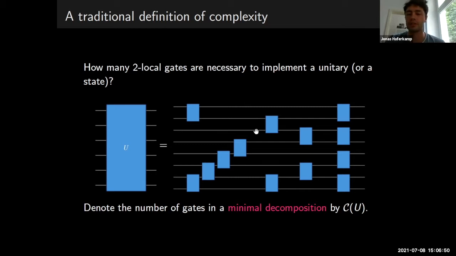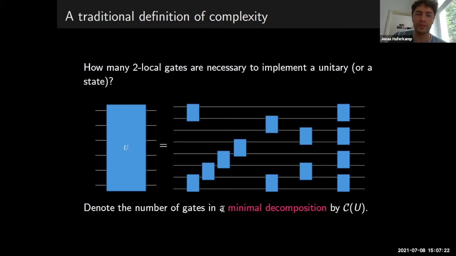For example, the identity can be written as a circuit by taking any circuit and then concatenating that circuit with its own inverse. And from all of these decompositions, we are interested in the minimal number of gates that is required, because there we actually know that it's a finite number. And this minimal number of gates that we require is what we call the quantum circuit complexity of the unitary.